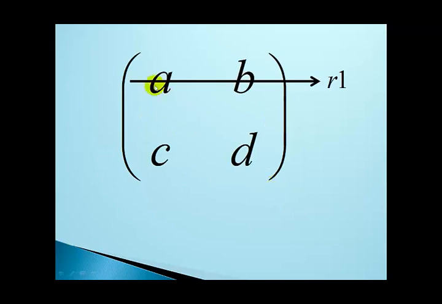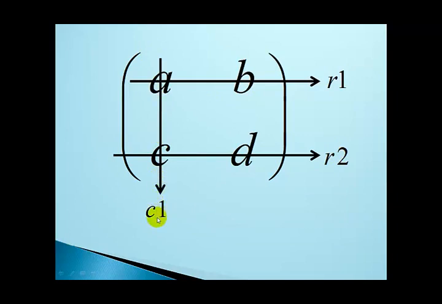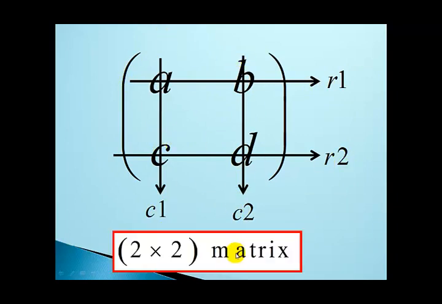Now, for the matrix A, B, C, and D, this is called the row. So we have row 1, we have row 2, that is 2 rows. We have column 1 and we have column 2. So it means we have 2 rows and we have 2 columns. So this is a 2 by 2 matrix. That is the name given to this matrix. The number of rows is 2 and the number of columns is 2. So it's a 2 by 2 matrix.